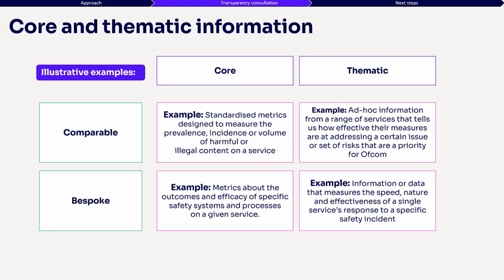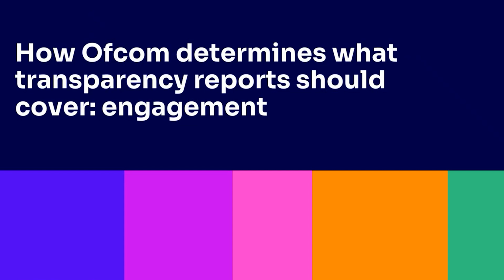The second example I'll pull out is in the bottom right-hand corner, so the opposite effect. So information that there is not necessarily a benefit in collecting over time, and that probably needs to be tailored specifically to individual services. And an example here would be informational data that measures the way a platform has responded to a specific safety incident. So that might be driven by external factors, for example. Thanks. Next slide, please. So that's the end of my section today.